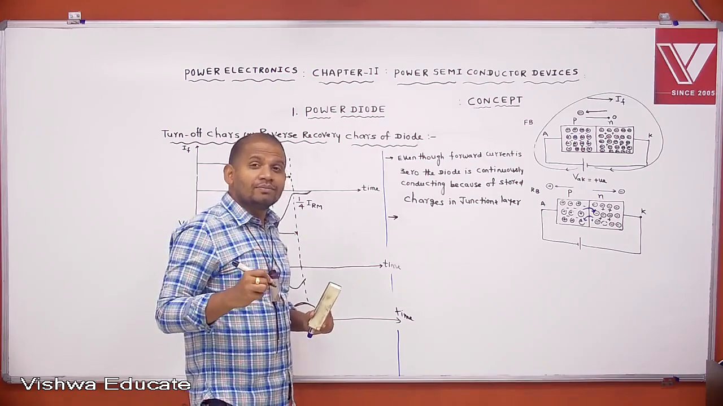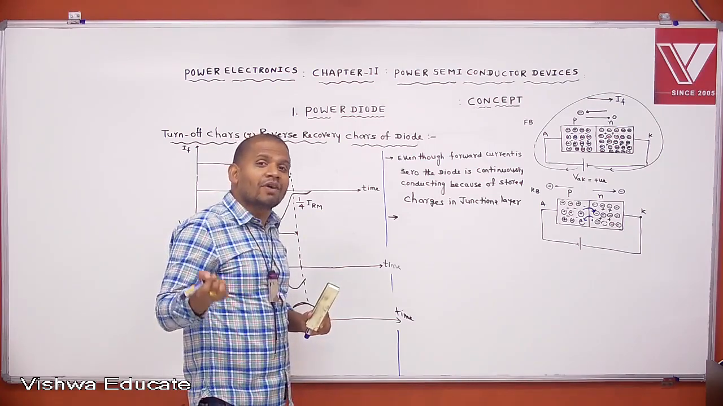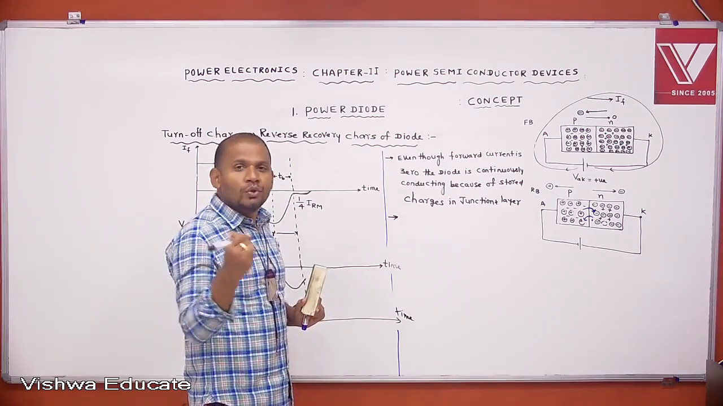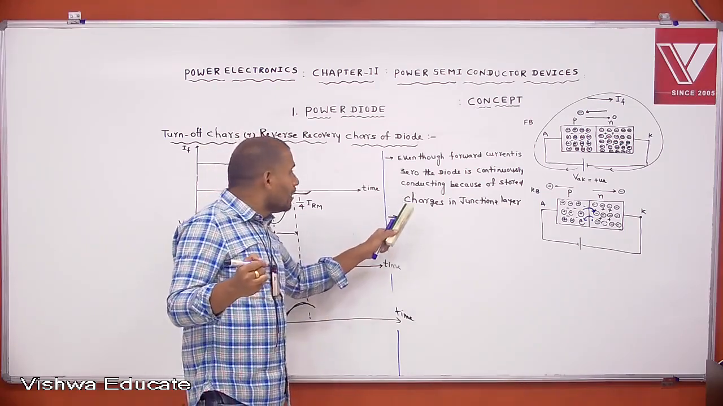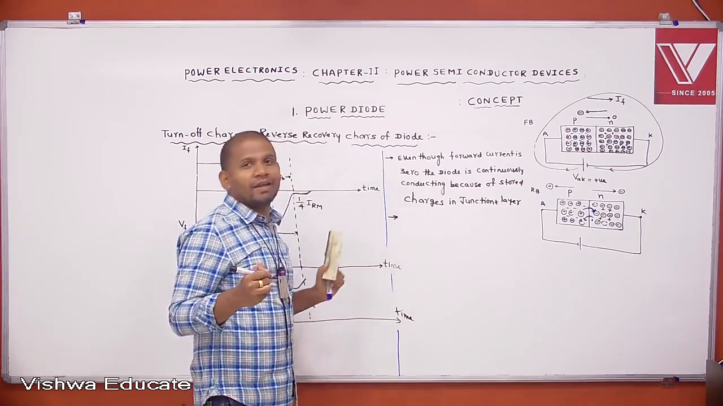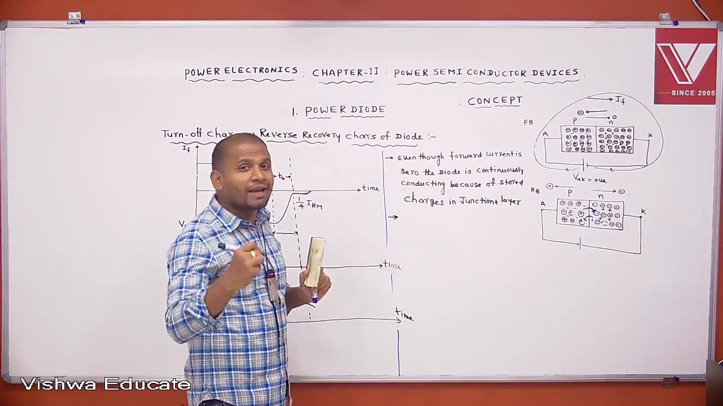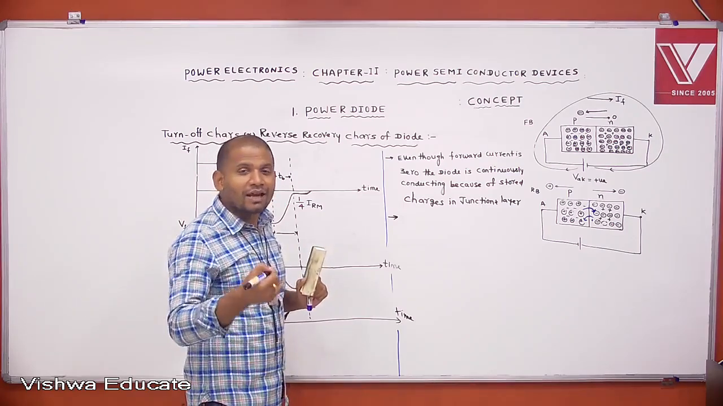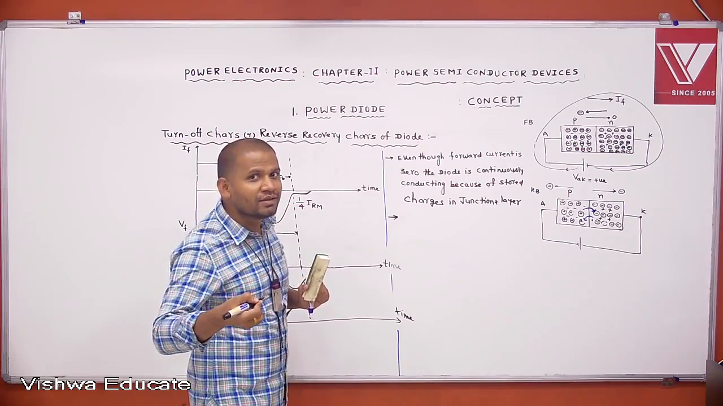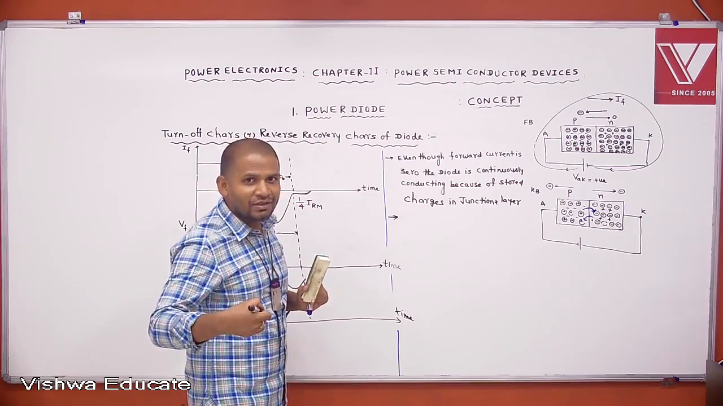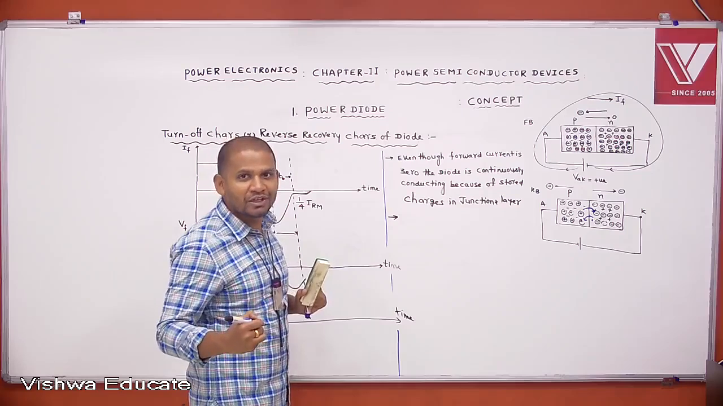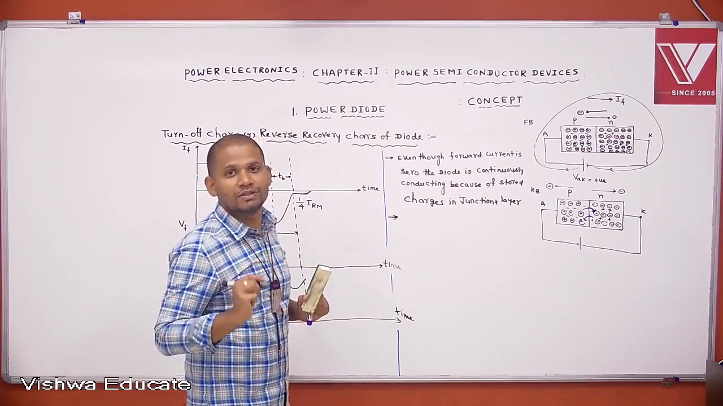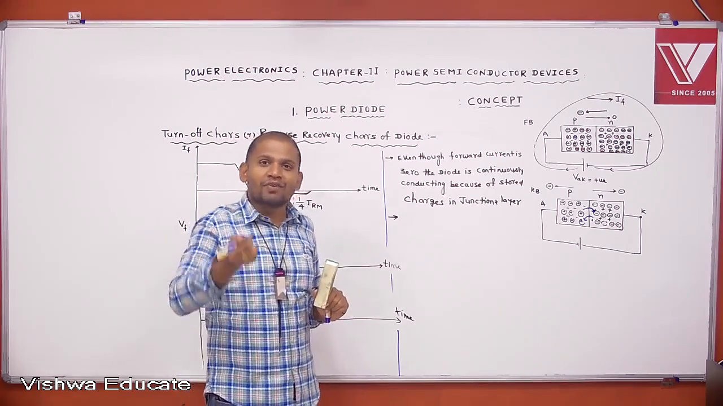Due to this extra current, which is taken as the reverse recovery current, the turn off time of the diode increases. Then when the turn off time of the diode increases, does the switching rate, that is the frequency of operation, increase or reduce? Think, it reduces. Why? Because the turn off time increases.